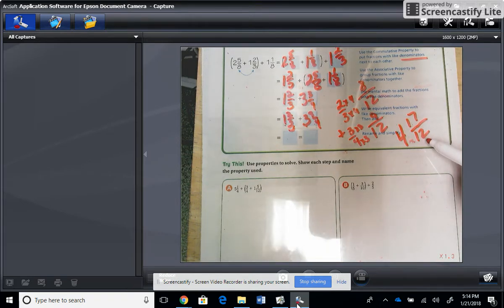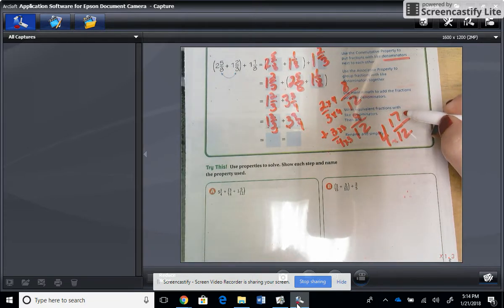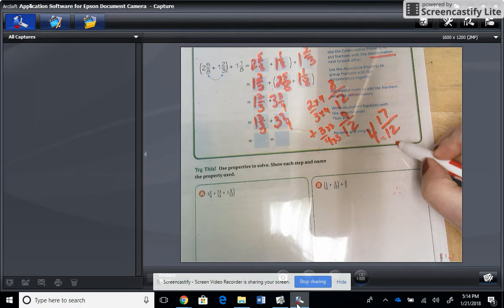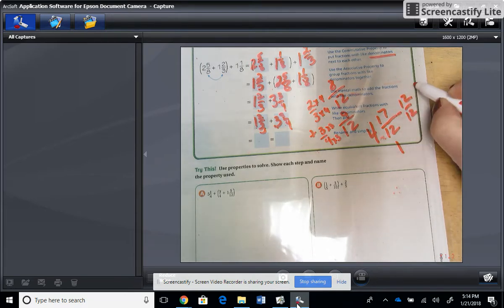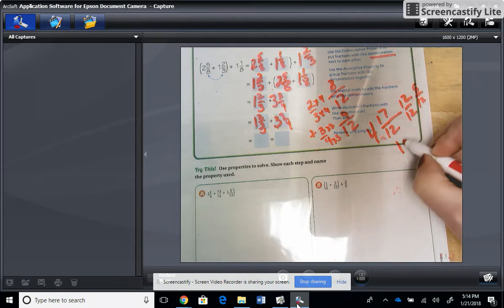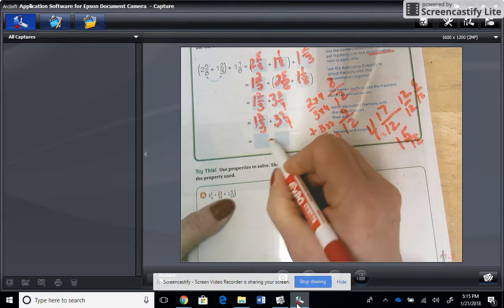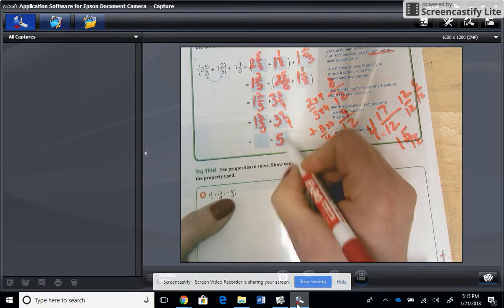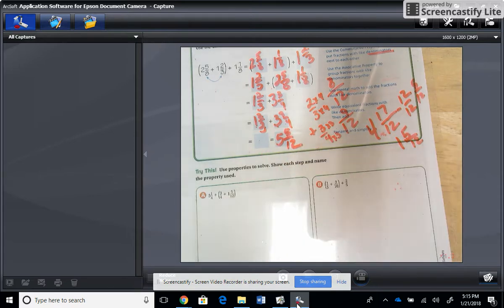What do I have here? I have an improper fraction, so what am I going to do? I'm going to make it a mixed number. And I ask myself, how many 12s can go into 17? 1, and that's 12. And if I subtract that, I get 5 twelfths. So 1 and 5/12 plus 4. So I get a total of 5 and 5/12.